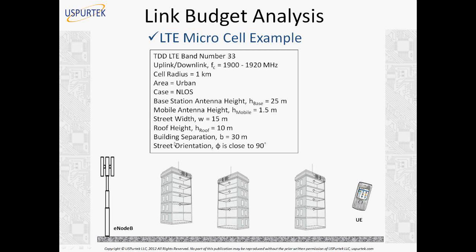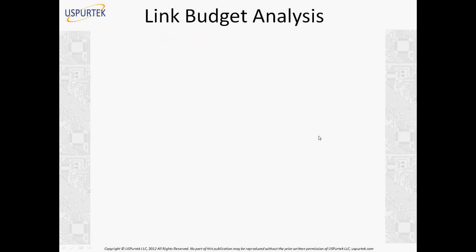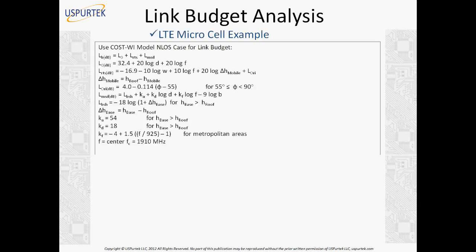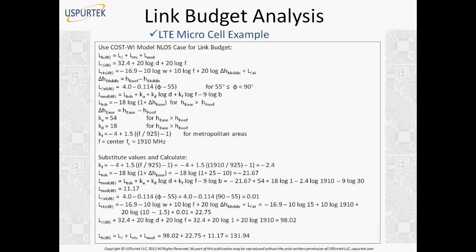Roof height is 10 meters. Building separation 30 meters. Street orientation close to 90 degrees. So when we do the calculations, we consider the COST 231 model, which goes into details of the street width and building height. The calculation is a little lengthy, but we finally arrive at a number of 131.94 dB. This is the path loss we come to.